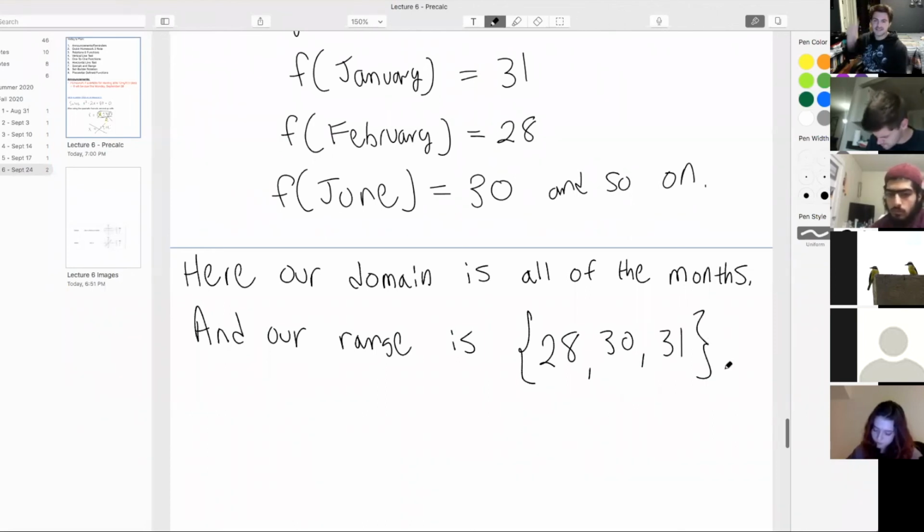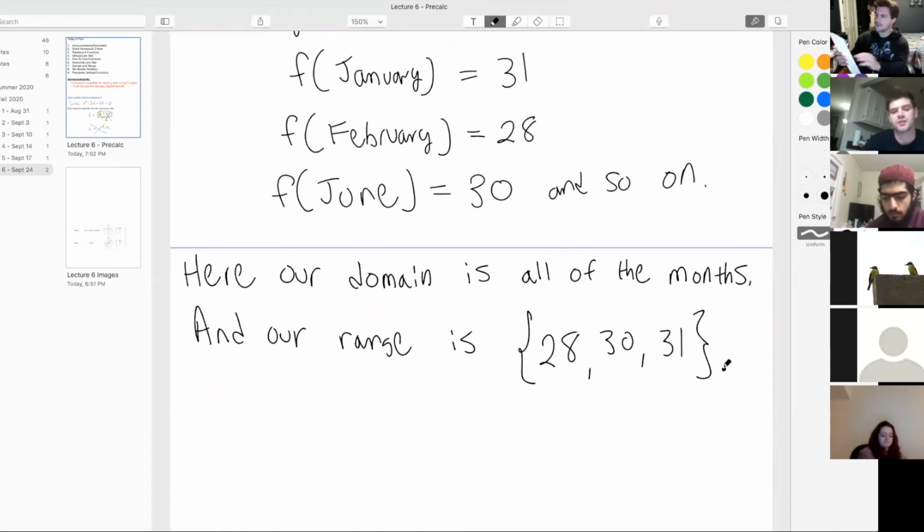So I hope that makes sense. These are the only values that our function will output. It's going to be one of these three things: 28, 30, or 31. And that's why we're excluding leap years, so 29 is not in this set. All right, so I hope that's okay. Please stop me if anything is not clear.